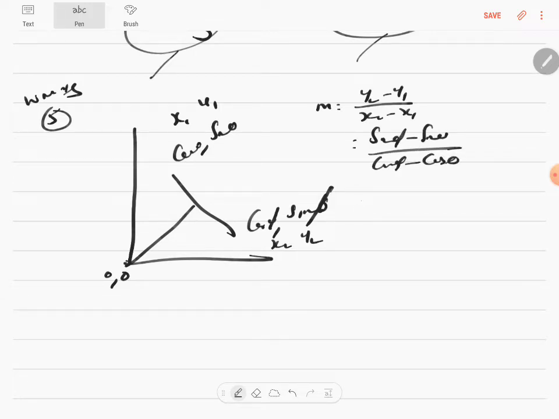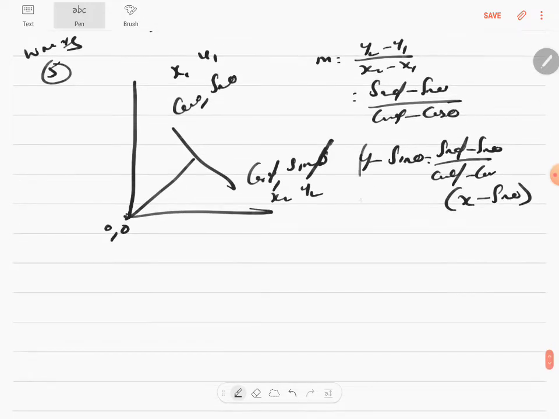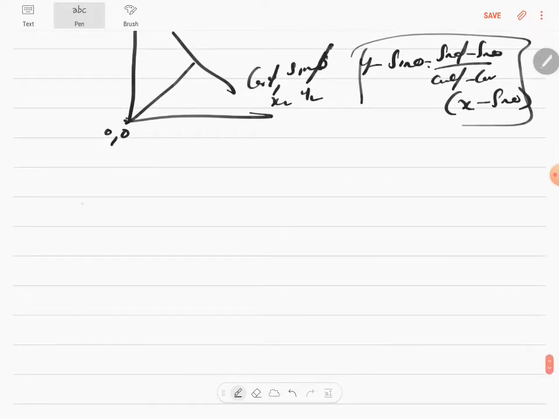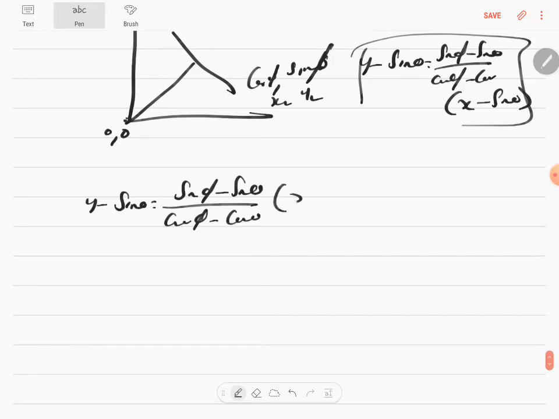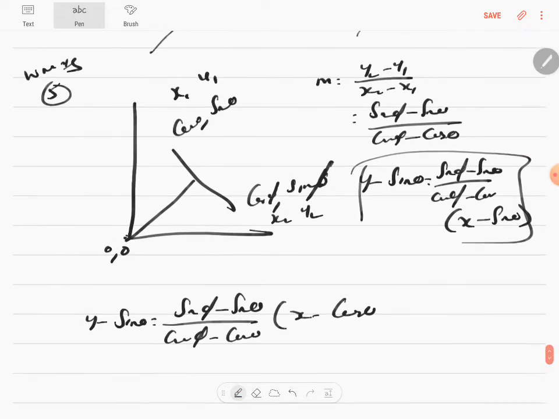And you can form the equation of this line: y - y1 = (sin phi - sin theta)/(cos phi - cos theta) into (x - x1), where x1 is cos theta. So that's the equation. So let's write it clearly. y - y1 = m, that is (sin phi - sin theta)/(cos phi - cos theta) into (x - x1). x1 is cos theta, right? x1 is cos theta.